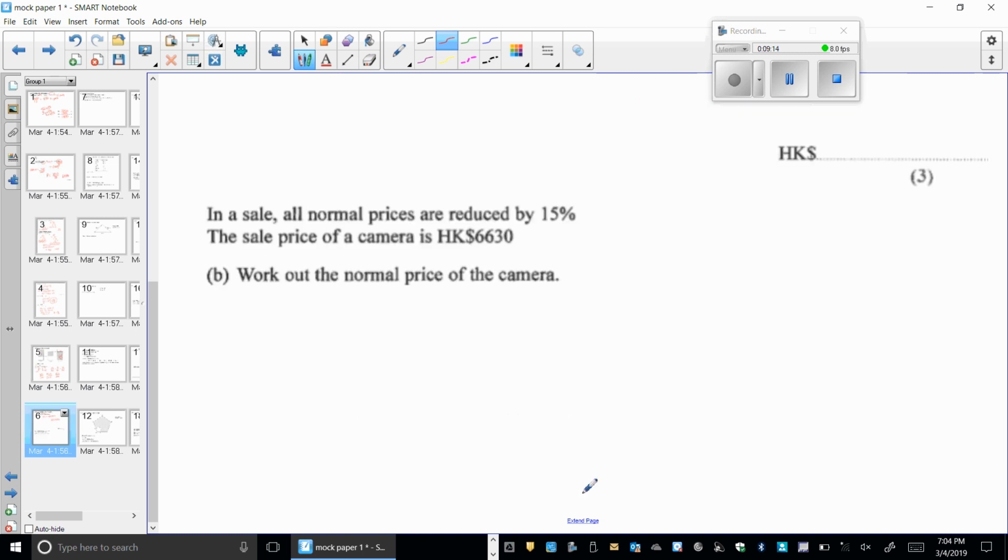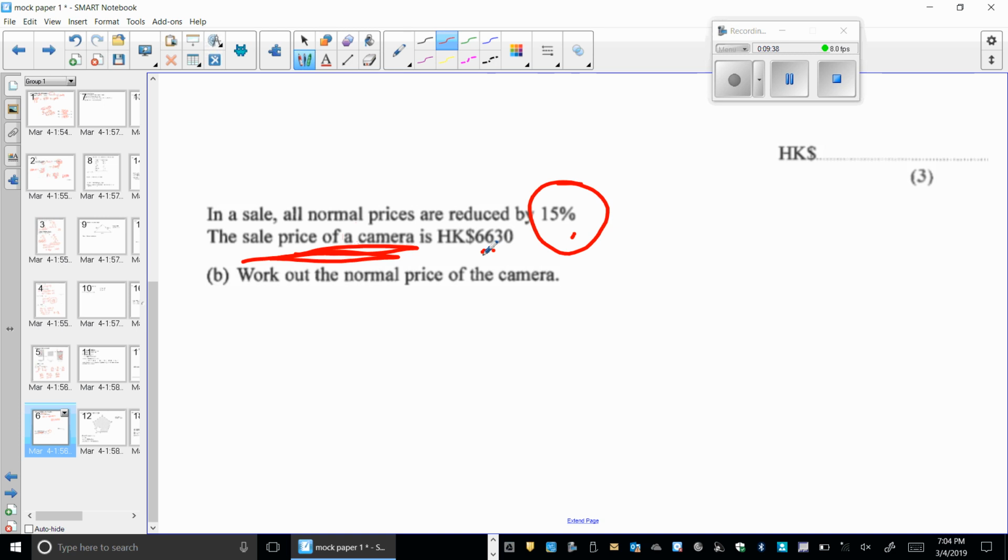Okay, in a sale, so everything has been reduced by 15%. The sale price, so this amount has already been reduced. Remember, this reduction, the 15%, is based on that original amount, not the new sale price. So you can't just add 15% to this value and find out what it was originally.